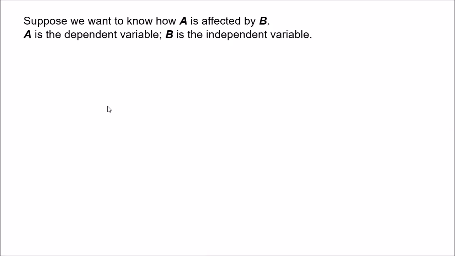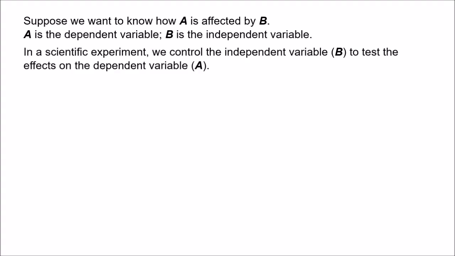So scientists draw a distinction between the dependent variable and the independent variable. Let's say that we want to know how some feature A is affected by some other feature B. Well, in this case, the dependent variable is A, so this is what is being tested. The independent variable is B. When we conduct an experiment, the independent variable is what we change or control to test the effects on the dependent variable. So we change or control B to see its effects on A. So that the dependent variable is dependent on the independent variable.